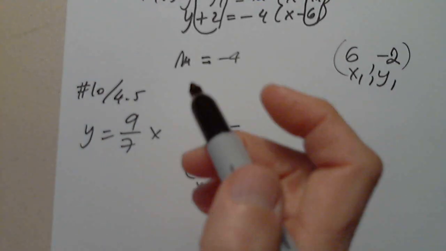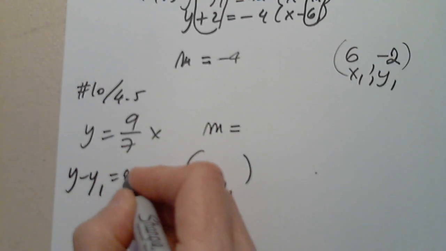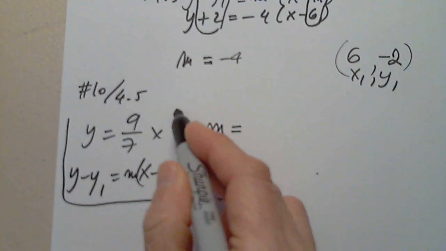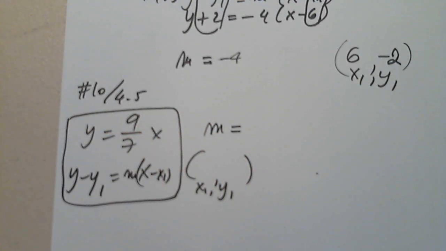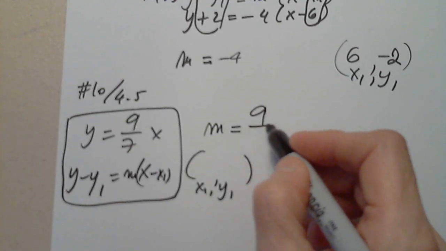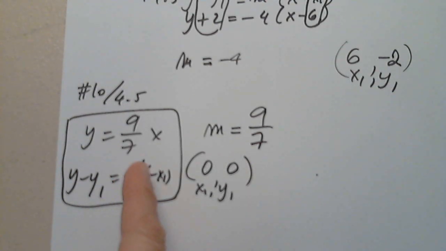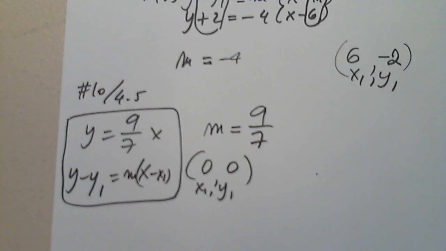And let me refresh your memory. Y minus y1 equals the slope times x minus x1. Slope is 9/7. That's clear. Intersection is from 0. How do we know? Because it does not have the free term, free of variables, the free term. Yes, excellent. Good.